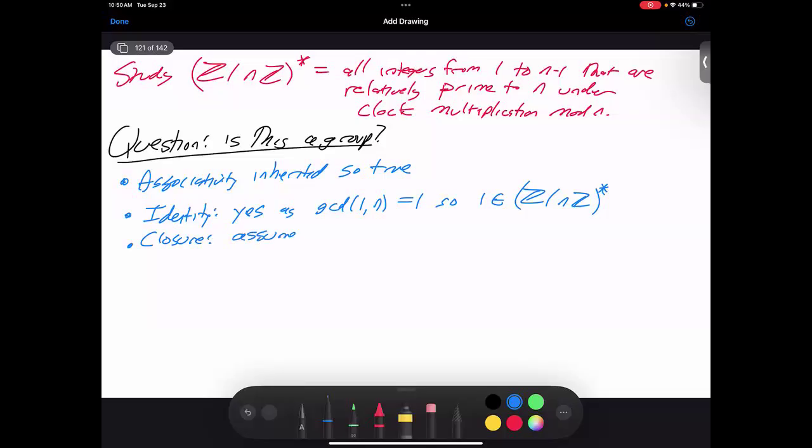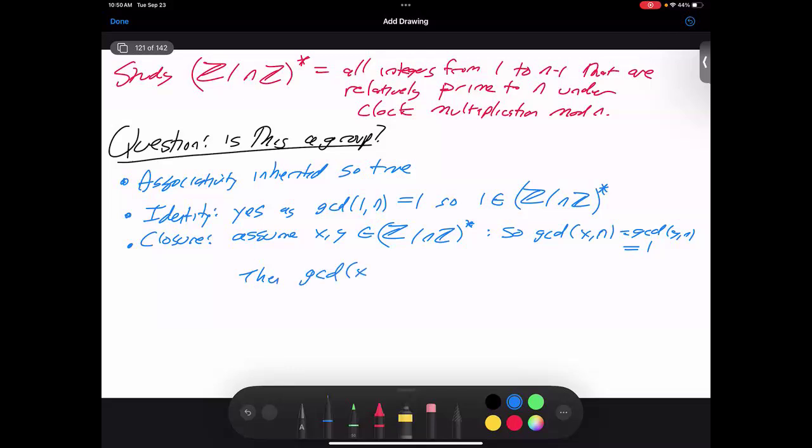Assume x and y are in our set Z mod n star. So the GCD of x and n equals the GCD of y and n, and both of those equal 1. Right? x and y have no factors in common with n. Then what's true about the GCD of x times y and n? If x has nothing in common with n and y has no factors in common with n, what's true about x times y?